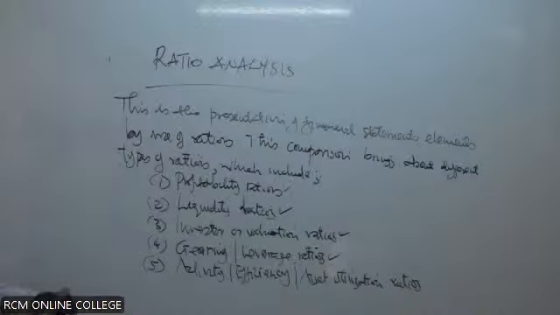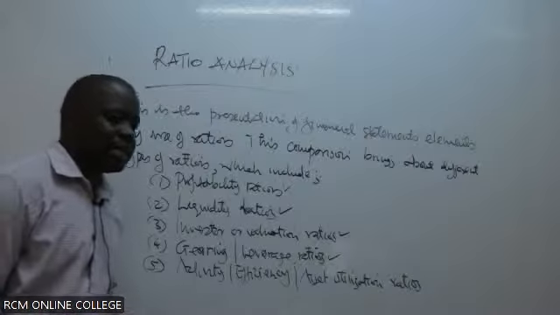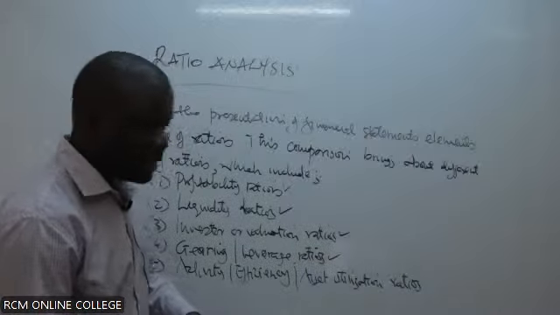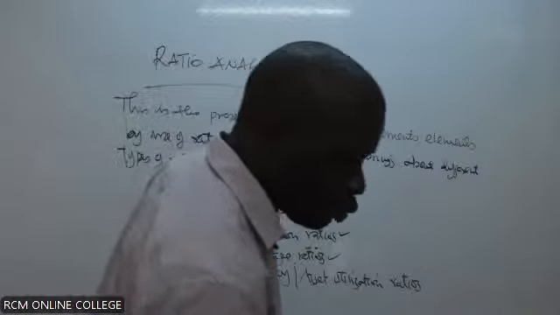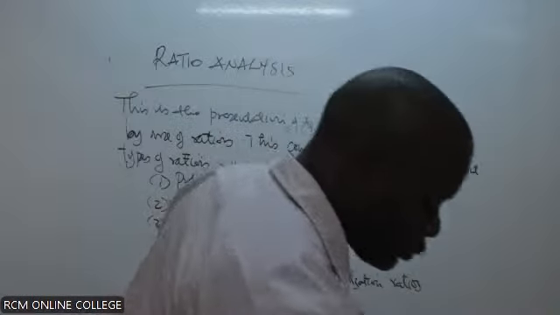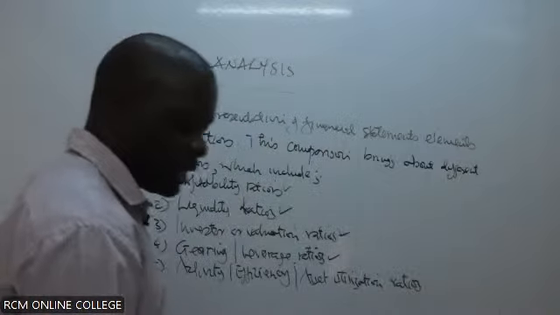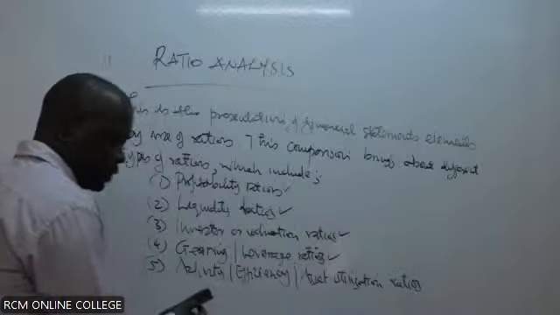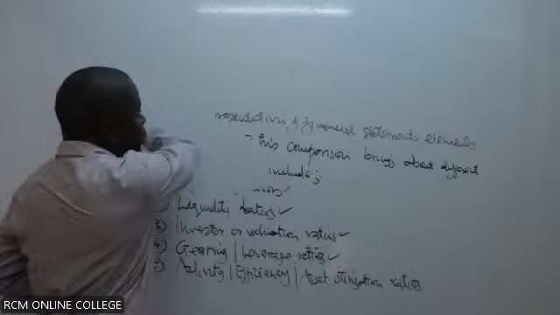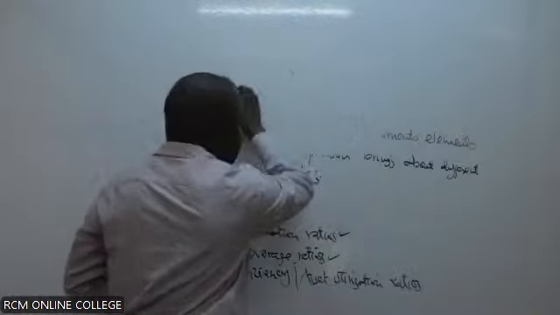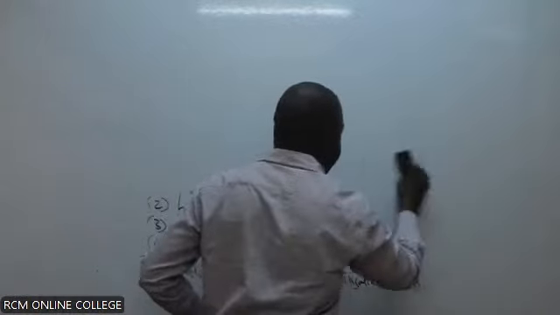So I want us to look at each and every category, and look at the different classifications of ratios under each type. We can start by looking at what the profitability ratios are. What are the profitability ratios that we can have? So we can start with the first one, profitability ratios.